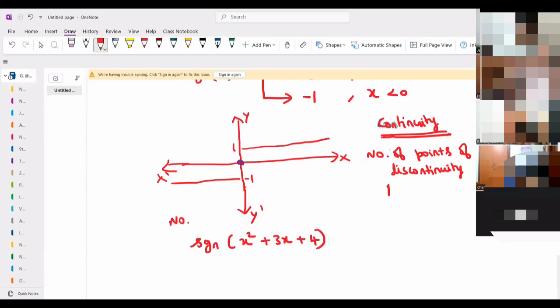Vidyutram, this is a question for you. Number of points of discontinuity of this function, signum of x square plus 3x plus 4.